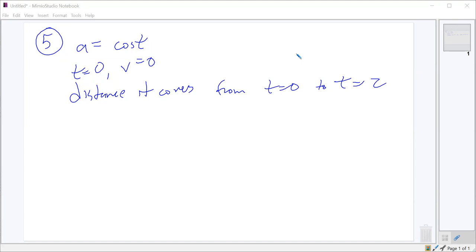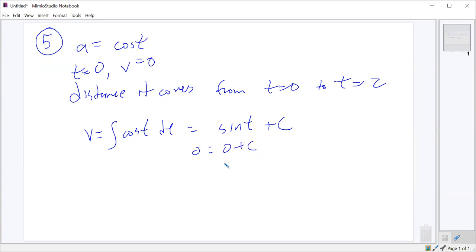So in order to do this, we've got to figure out a position function for it, which means that first we need to figure out a velocity function for it. So first, to find velocity, we'll just integrate acceleration. So our v should be the integral of cosine of t. Integral of cosine ought to just be sine of t plus a constant. And we know that when t equals 0, v equals 0. So 0 equals 0 plus c, so that constant is 0. So our velocity function should just be sine of t.